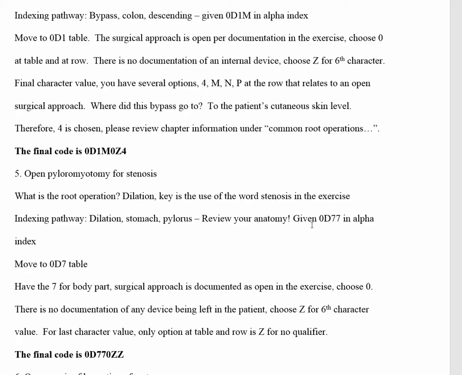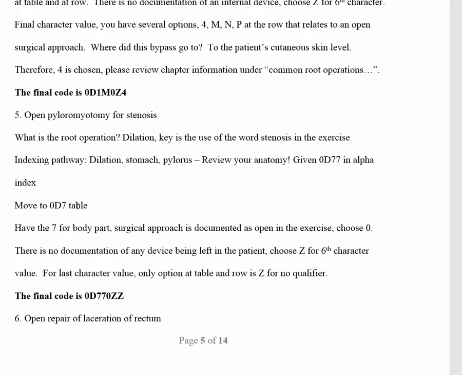When you go that pathway, you get 0D77 in the alpha. You move to the 0D7 table. You already have your body part value. Your next selection is going to be for surgical approach. Again, clinically, your information stated open. So you're going to choose 0 for your surgical approach. Was a device left in the patient? No. You're going to choose Z. There's no documentation that anything was left inside this patient's stomach or this patient's pylorus.